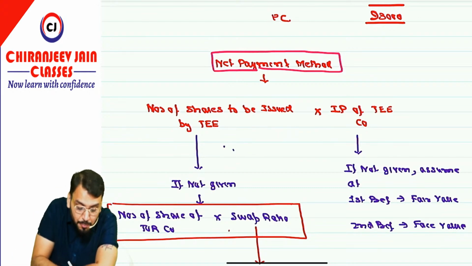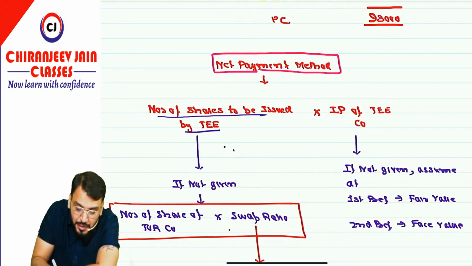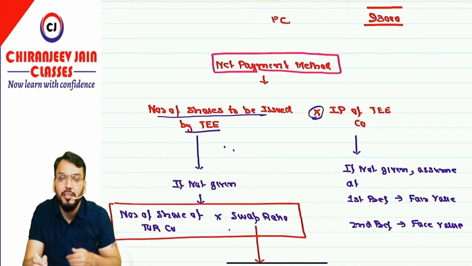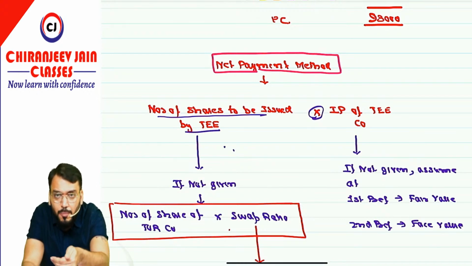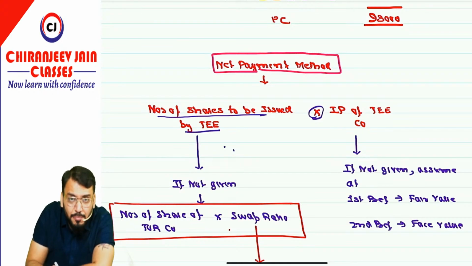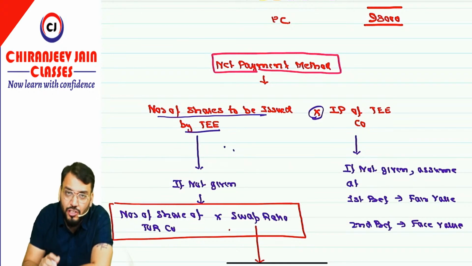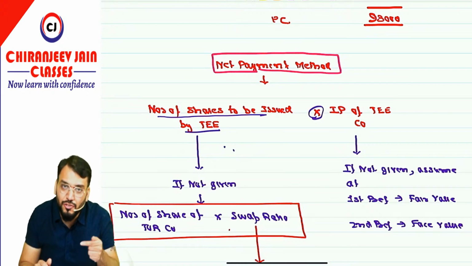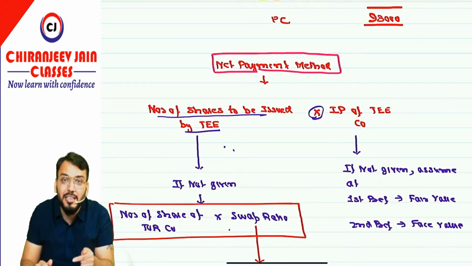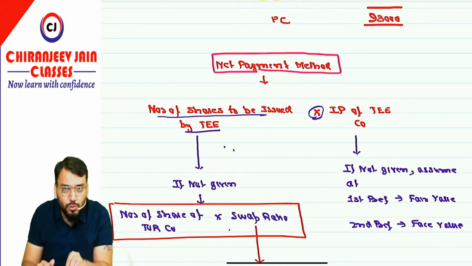For that, we want the number of shares to be issued by the transferee company multiplied by the issue price of the transferee company. That means how many shares are issued by the transferee company to the shareholders of the transferor company, multiplied by the issue price of the transferee company. Sometimes these two pieces of direct information may be given in the question. If the direct information has been given, thank you very much. So to find out the amount of equity shares or preference shares allotted to the shareholders of the transferor company, we want two pieces of information: first, the number of shares to be issued, multiplied by the issue price. If these two are given, thank you very much.